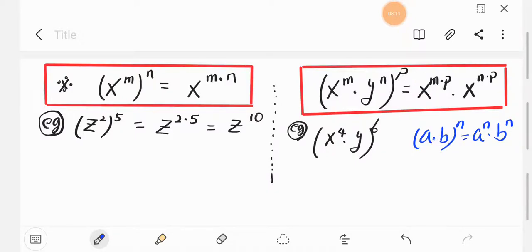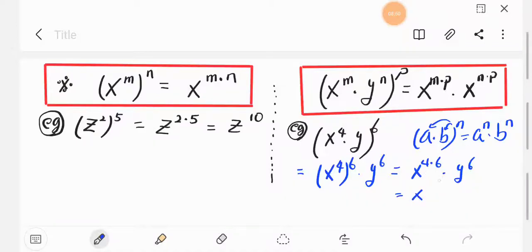If the base is a product like this, ab, raised to the nth power, then you can assign the power to each factor in the base: a to the nth power times b to the nth power. So for this example, okay, the base has 2 exponential forms. One is x to the 4th power, so this one will be raised to the 6th power, and then y will be raised to the 6th power. So this will be x to the 4 times 6. You can write 4 times 6, and then y to the 6th power. So finally x to the 4 times 6 is 24, times y to the 6th power.